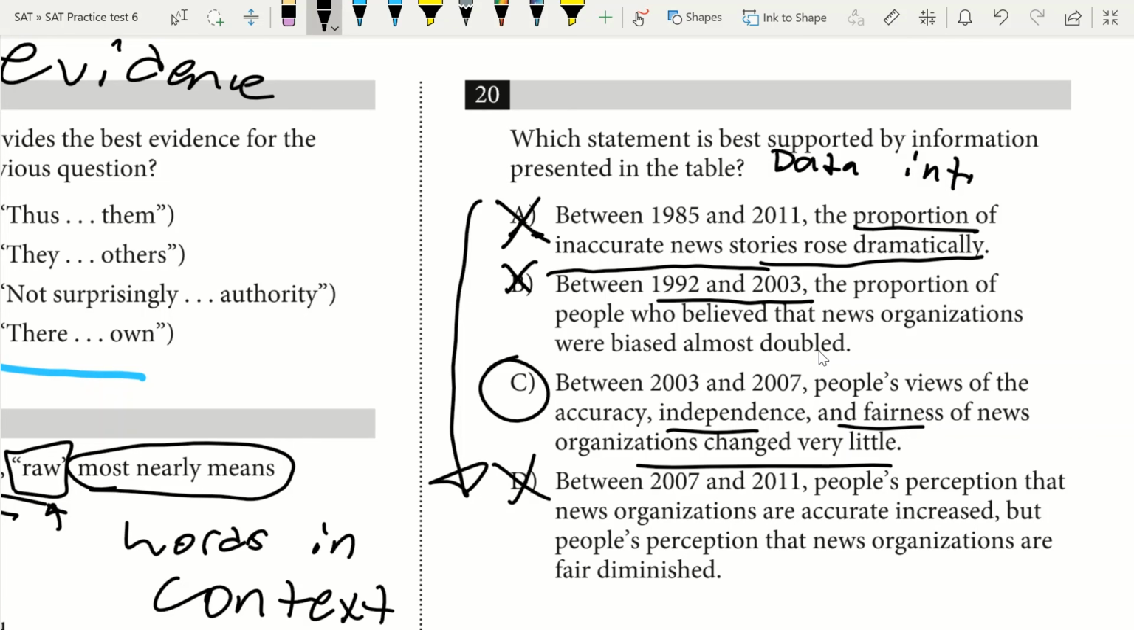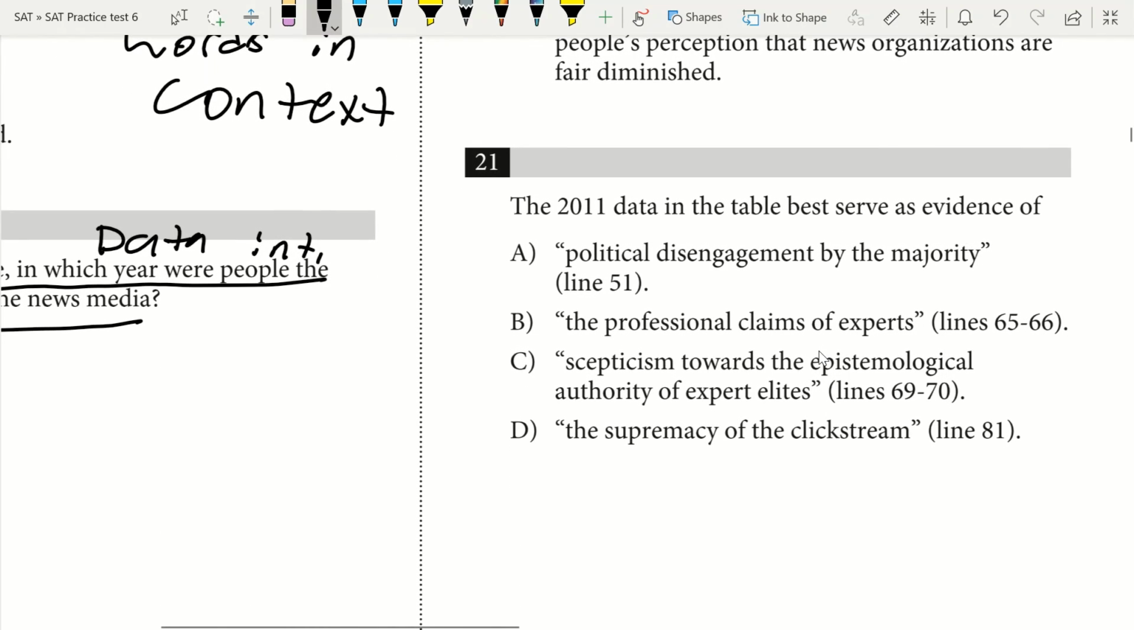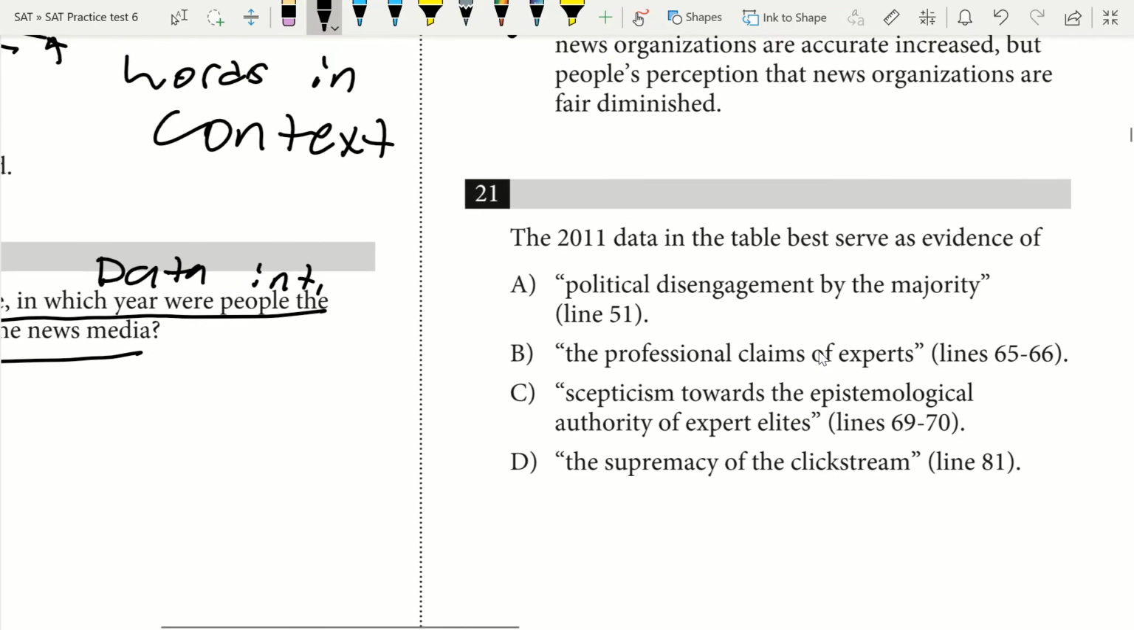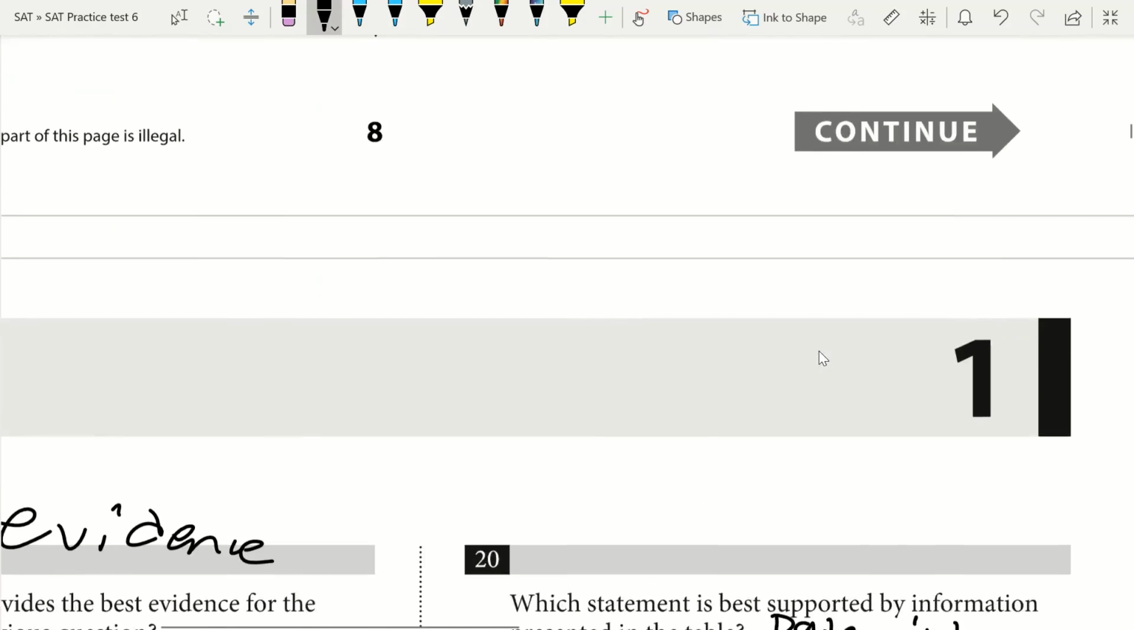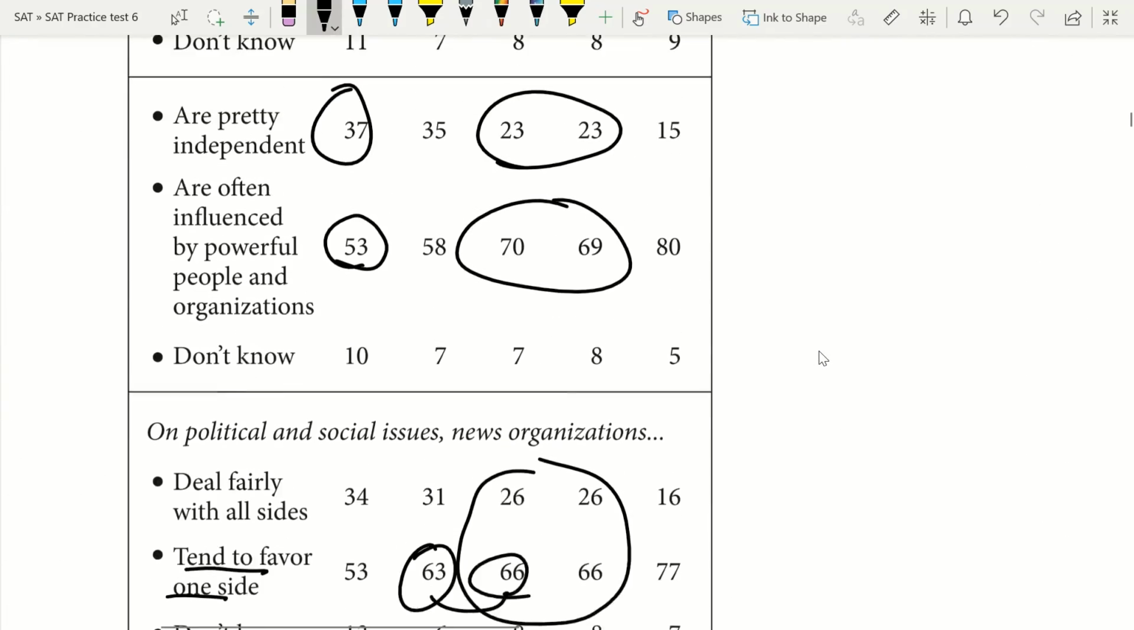Now we got 21. Okay, 21. The 2011 data in the table best serves as evidence of what? Okay, once again, this is interpreting data and applying it to the text. So we're interpreting data, applying it to the text. 2011 data in the table serves as evidence of what? Well, let's go take a look. So we've got 2011 data in the table.